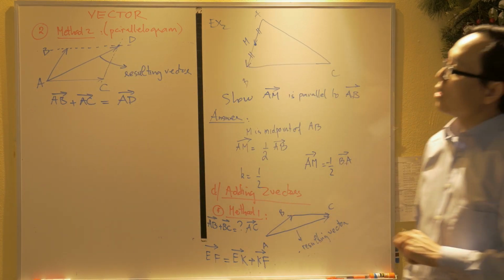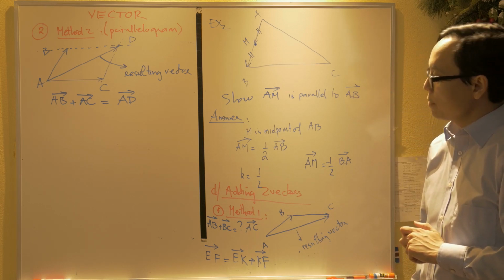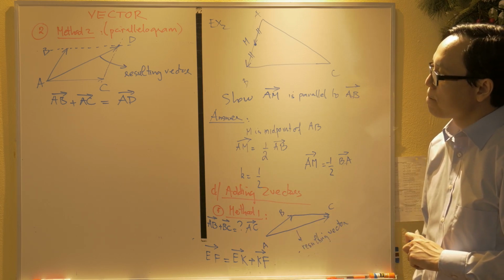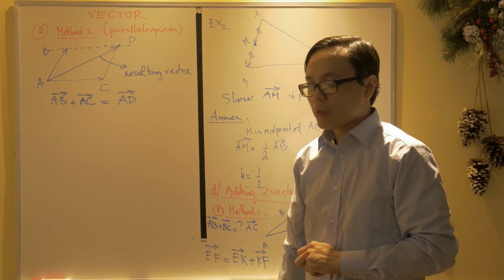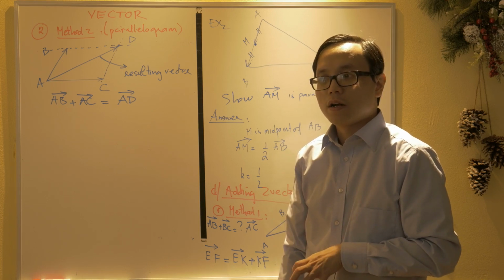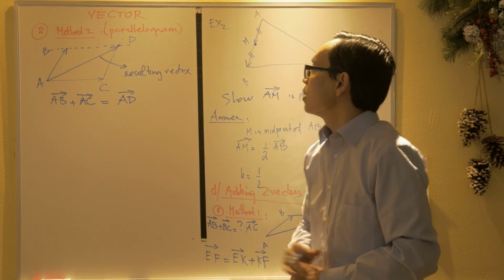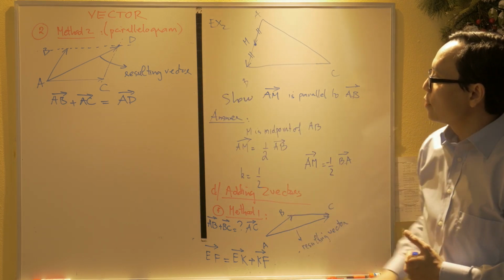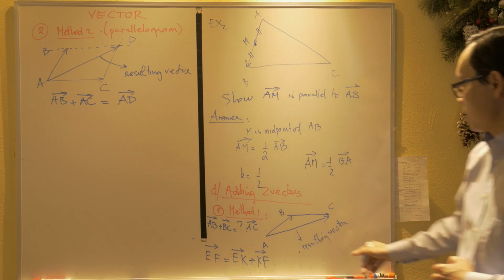You use a lot of parallelogram rules in physics, but in mathematics, most of the time you have to use the first method. The parallelogram rule is very helpful when you deal with applications of vectors. When you solve physics problems, you have to use the parallelogram method. So AD in this case is the resultant vector, and AC in this case is also the resultant vector.